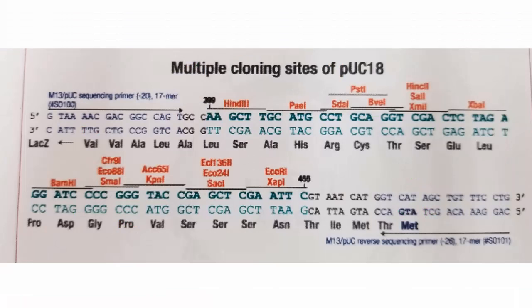So here is the layout of the base pairs within that multiple cloning site that was on the pUC18. So if you notice on here, the only EcoRI on here is right here. And that EcoRI, it says it finishes at about 455. So we're going to use 455 as the base pair marker for the EcoRI site on the pUC18.